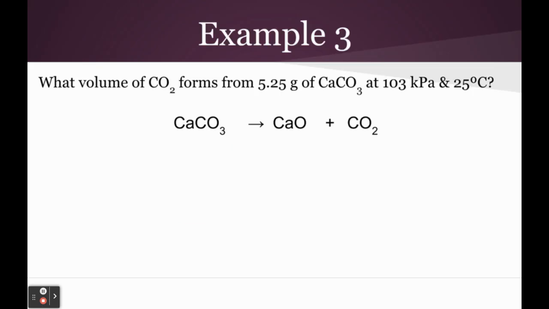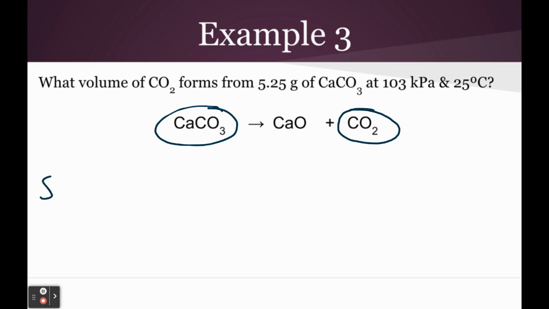Example problem number 3 says what volume of CO2 forms from 5.25 grams of CaCO3 at 103 kilopascals and 25 degrees Celsius. So we know we're not at standard temperature and pressure, so we're going to have to use the ideal gas law calculation. So we are given grams of CaCO3, and the problem is asking us to find the volume of CO2 that is formed. So we need to convert that 5.25 grams of CaCO3 to moles of CO2 first before we can plug that into the ideal gas law.